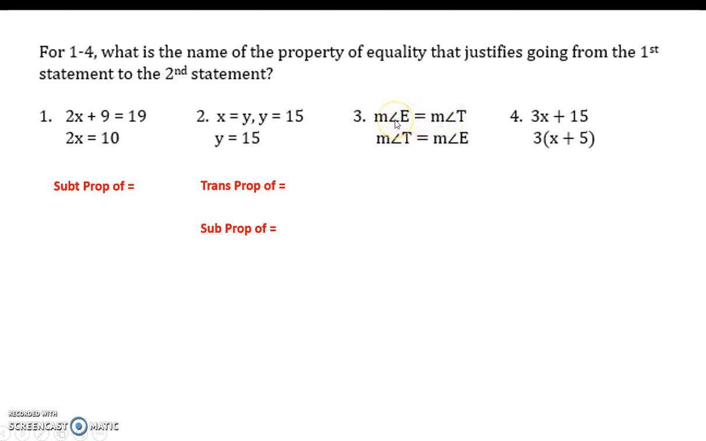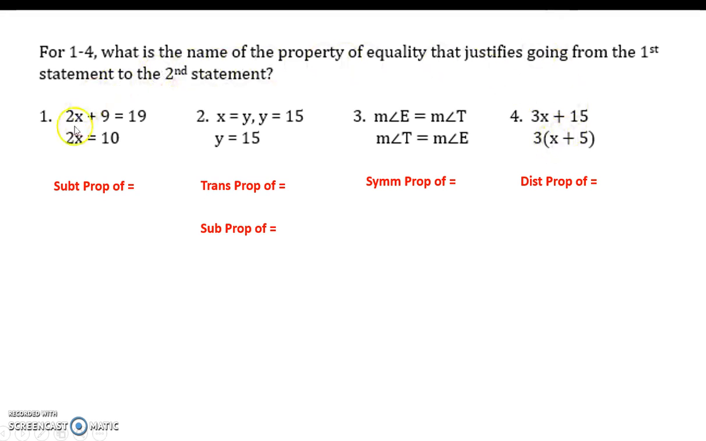So here we're talking about the measures of angles. We start with E, and it's equal to t, and now we've just reversed them. That's the symmetric property from our table. And in this one, we have 3x plus 15. What I've done is I've factored out the common idea of 3. And basically, that's the distributive property. It's kind of doing that in reverse, though. It's factoring that common thing out.